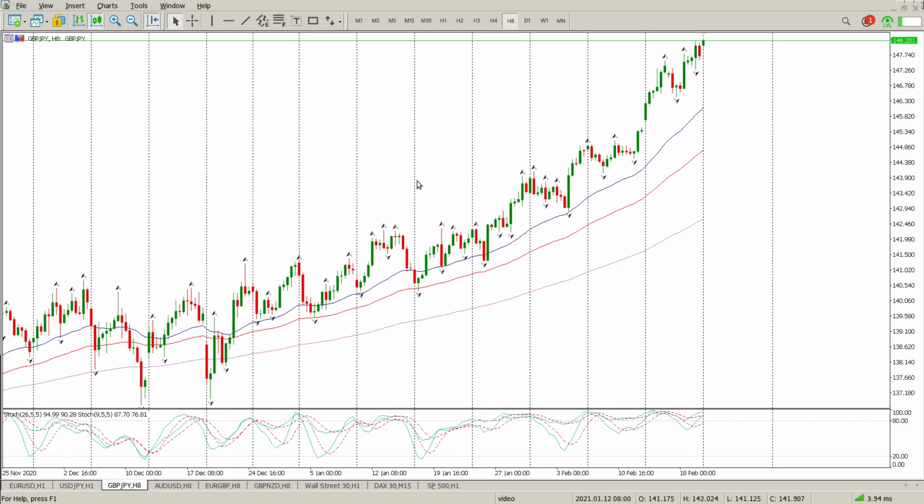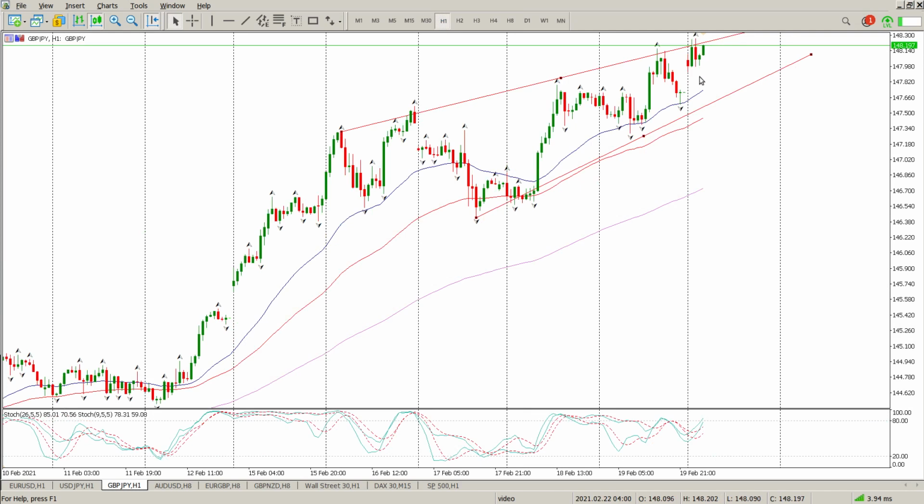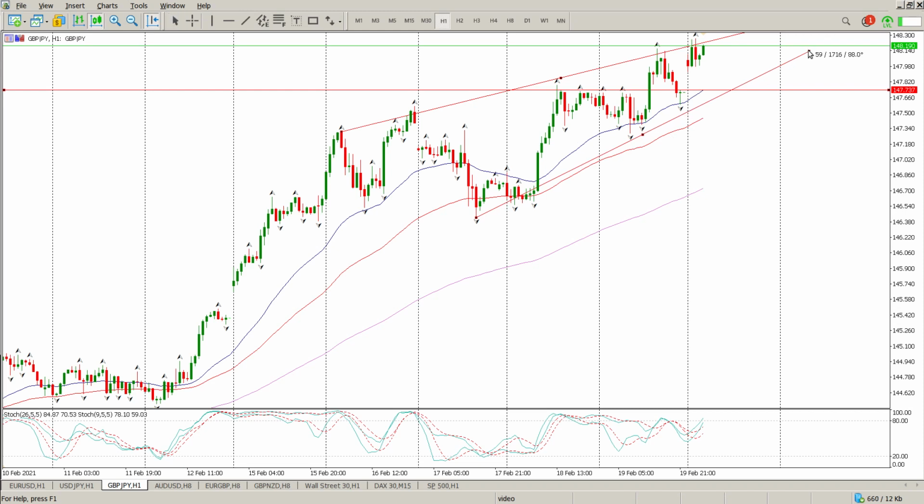If we look at British pound, Japanese yen, we are forming what is looking like a flag. There it is there. So I would be a little bit reluctant to be chasing longs at the moment. The trend is up. Definitely should be looking for opportunities, but possibly a better opportunity is going to be down here of 147.737. You're going to have to pay attention to this flag. Let's get it up here.